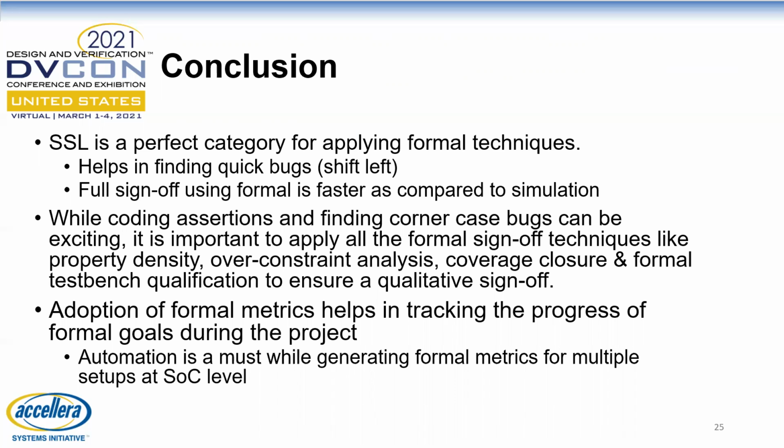Writing and coding assertions is always the thing that excites us the most, but as described in these slides, we must follow the complete sign-off cycle to make sure that we are not missing anything. Lastly, adopting formal metrics helps in tracking the progress of the formal goals. To achieve the same, automation is a must to generate these metrics data.